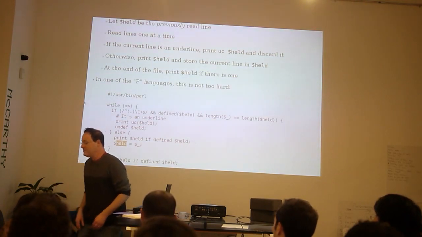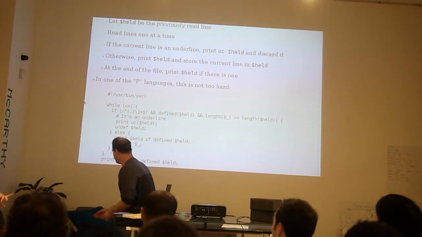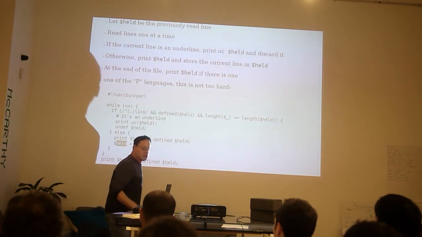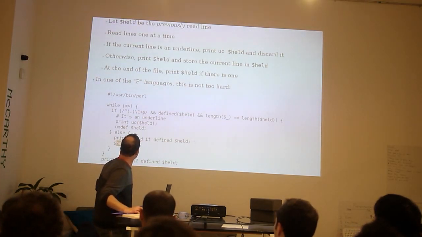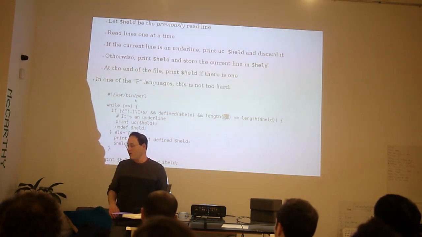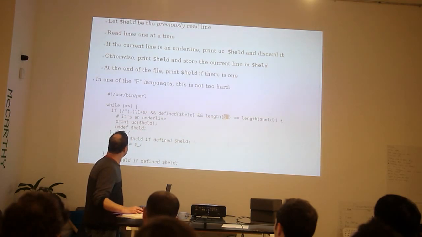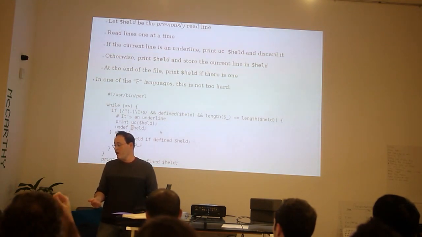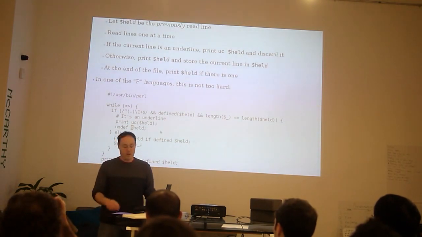Yes, please. Where does it say to throw out the special character line? Throw out the asterisks? Yeah. So the asterisks have just been read in, and they are in dollar underscore here, right? Dollar underscore is a Perl jargon thing for what's the last line I read. So they're in dollar underscore. We print out the held line, and then we discard the held line, but we never save dollar underscore anywhere. So it's never going to get printed.